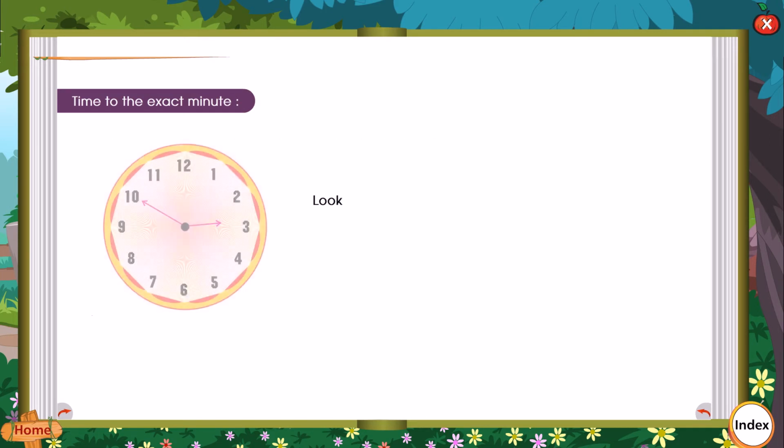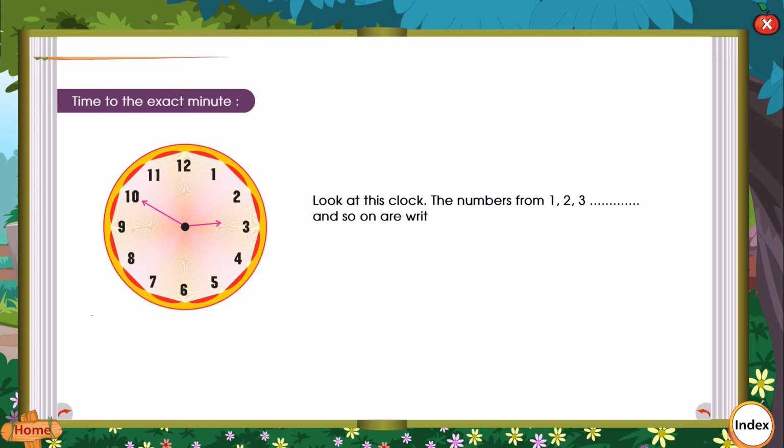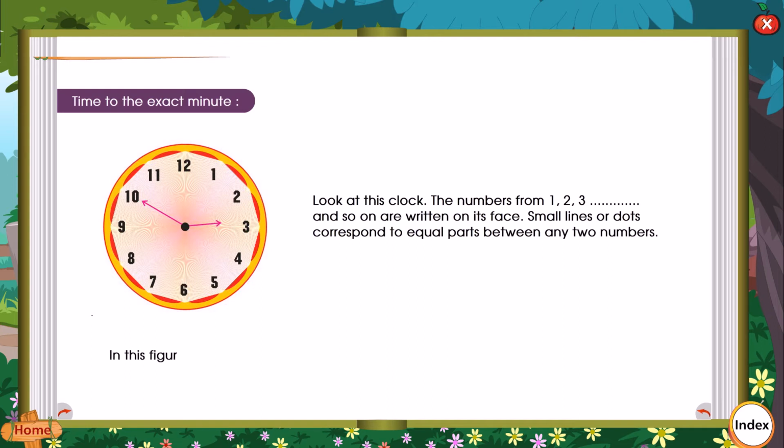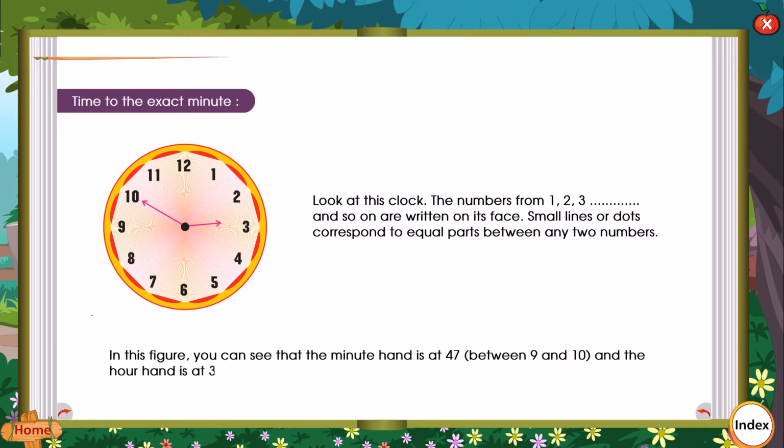Look at this clock. The numbers from 1, 2, 3 and so on are written on its face. Some lines or dots correspond to equal parts between any two numbers. In this figure, you can see that the minute hand is at 47 between 9 and 10 and the hour hand is at 3. So, the time is 2:47.